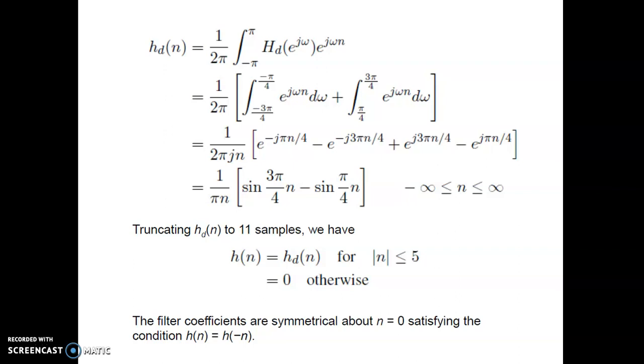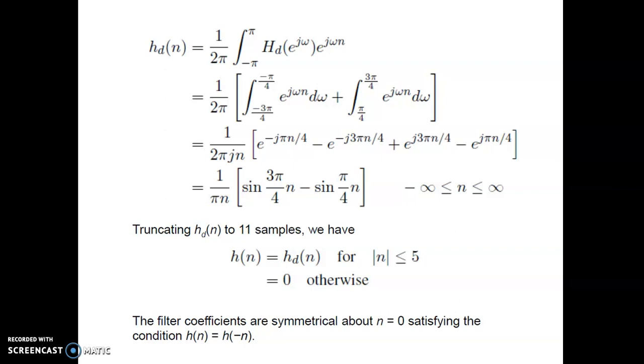I have 1/2π ∫ from -3π/4 to -π/4 of e^jωn dω plus ∫ from π/4 to 3π/4 of e^jωn dω, which is equal to 1/(2πjn) times (e^(-jπn/4) - e^(-j3πn/4) + e^(j3πn/4) - e^(jπn/4)), which can be given as 1/(πn) [sin(3πn/4) - sin(πn/4)], when -∞ ≤ n ≤ ∞.